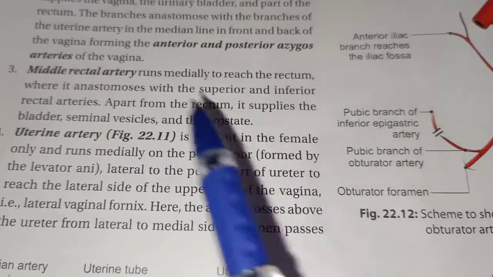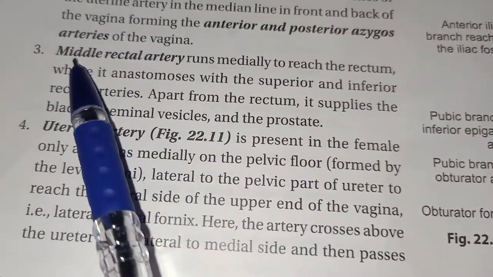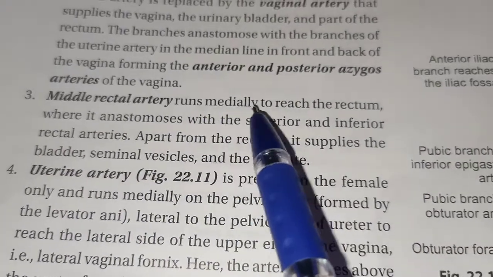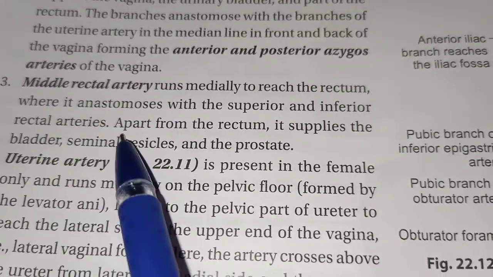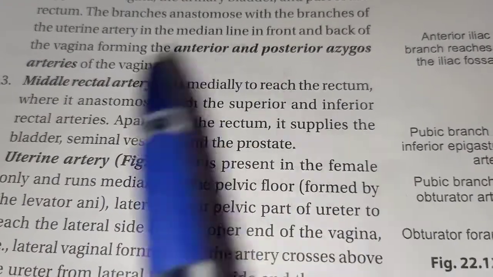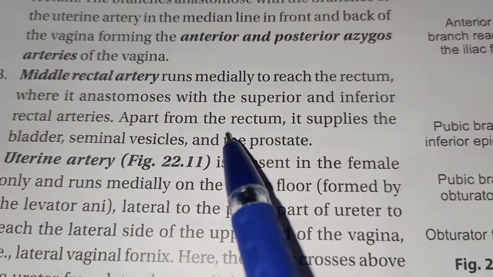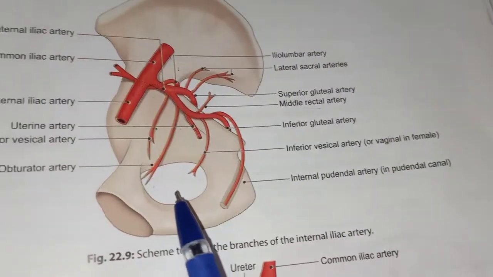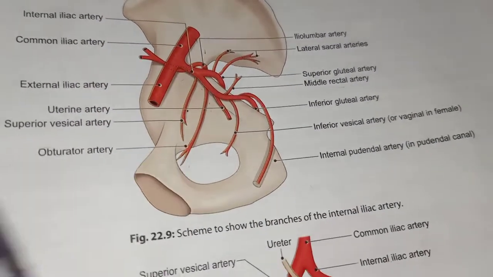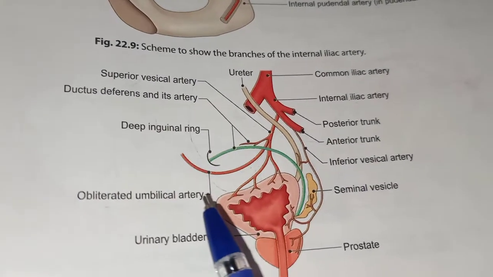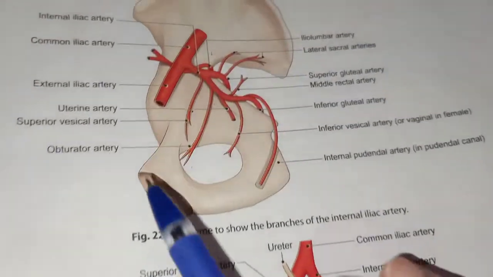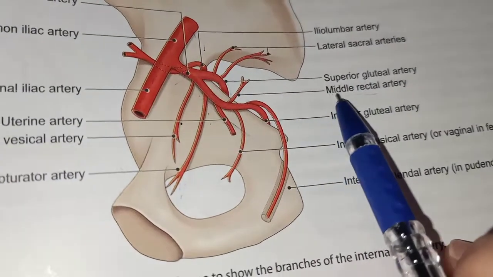Okay. Next, we'll talk about the anterior trunk. The visceral branch is the middle rectal artery. It runs medially to reach the rectum, where it anastomoses with the superior and inferior rectal arteries. Apart from the rectum, it supplies the bladder, the seminal vesicles, and the prostate. So, you can see here the middle rectal artery, a visceral branch of the anterior trunk of the internal iliac.